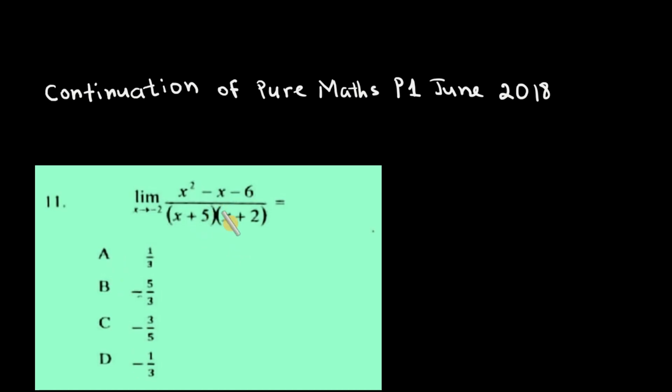To find the limit of a function, we need to first of all simplify the function. We need to factorize the numerator since the numerator is a quadratic expression. That is, we look for factors of minus 6 which, when we multiply, give minus 6, and when we add, give minus 1, that is the coefficient of x here. Those factors of minus 6 are 2 and minus 3.